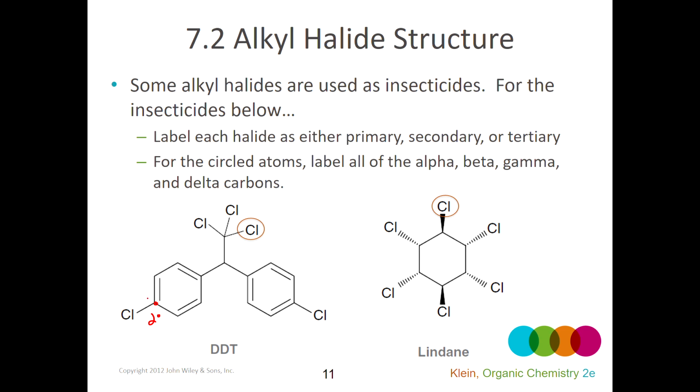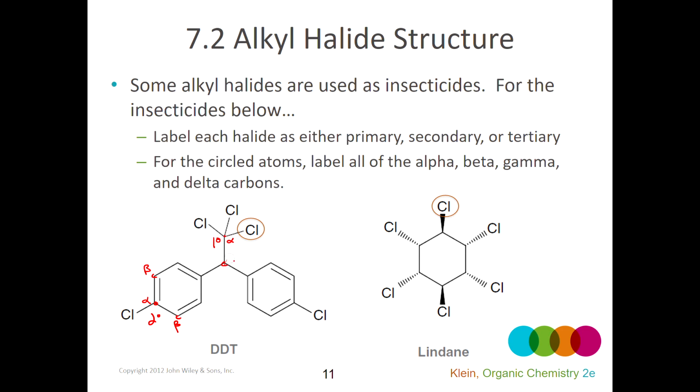And that would be the alpha carbon, these would be beta, that. Right, because this carbon has two carbons attached to it. This carbon here has only one carbon attached. So this is a primary carbon. This chlorine is on a primary carbon, and that would be the alpha carbon.